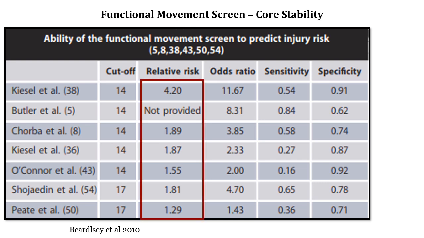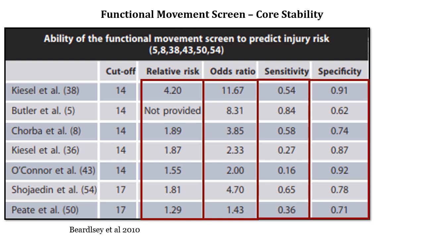All right, so the ability of the tool to predict injury. You can see the cutoff scores are consistently around 14. There are a couple that have looked at higher scores, and the overall odds ratio of subsequent injury is anywhere between 1.5 to 11 times more likely. This is dependent not only on the demographic, but also on the researcher involved here. You can see the sensitivity and specificity values also shown.